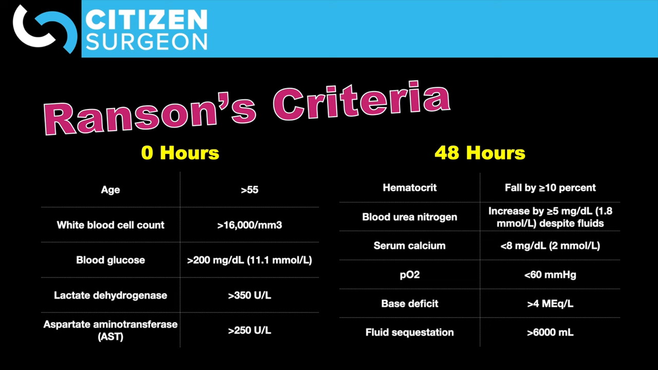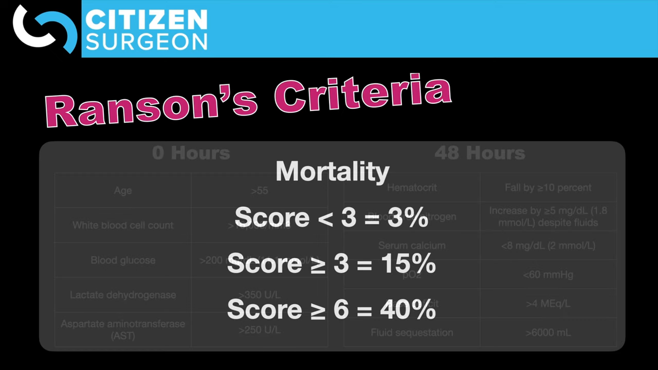And what does that mean? That means if you have a score of less than 3, your mortality risk is 3%. If you have a score that's between 3 and 6, your mortality risk is about 15%. And if you have a score greater than 6, then your mortality risk increases to over 40%.